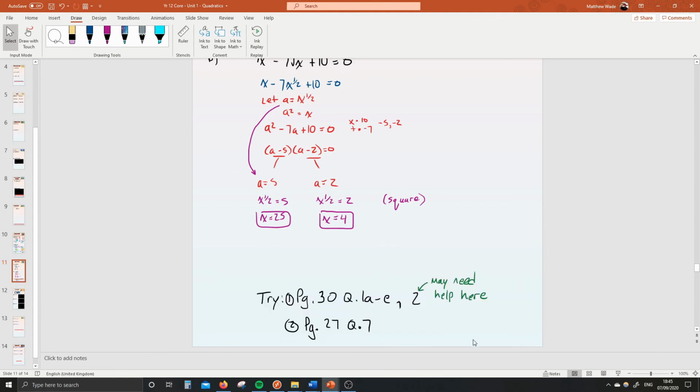So here you go. Try this for today, please. Page 30, 1A to E, and 2. And page 27, question 7. 2 is really hard, okay? So if you're not all the way sure, ask me when I get back next week, and I'll help you out with question 2. And I guess that's it from me.